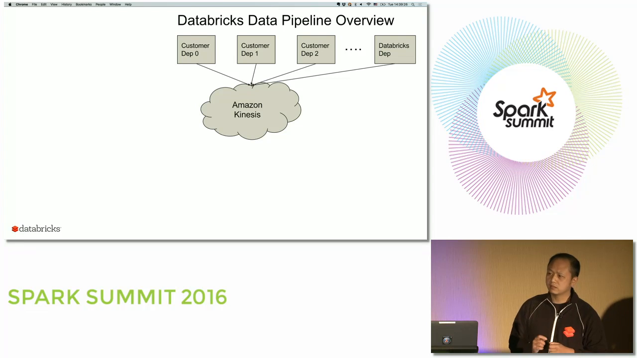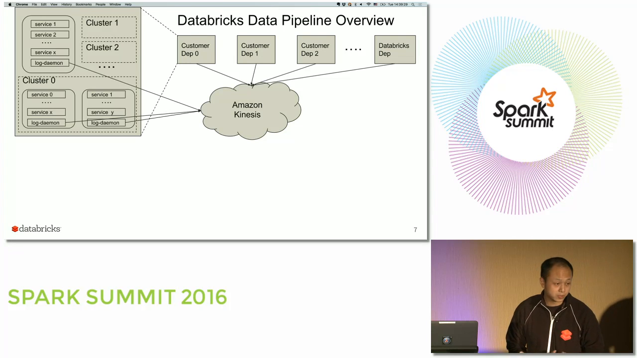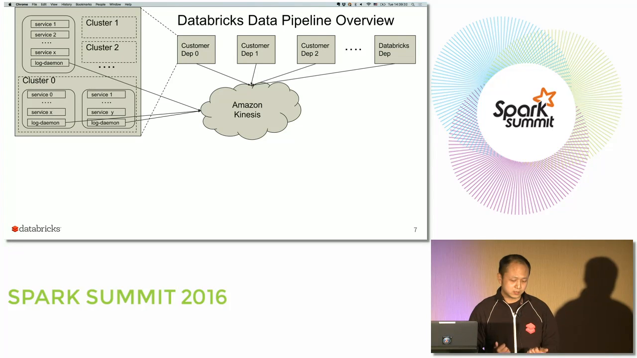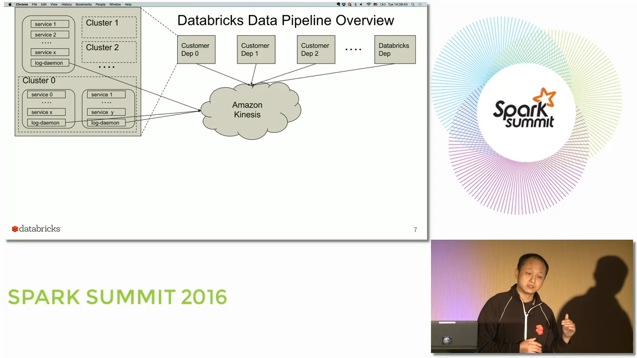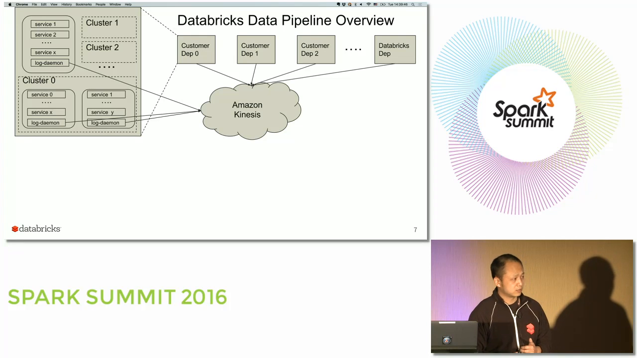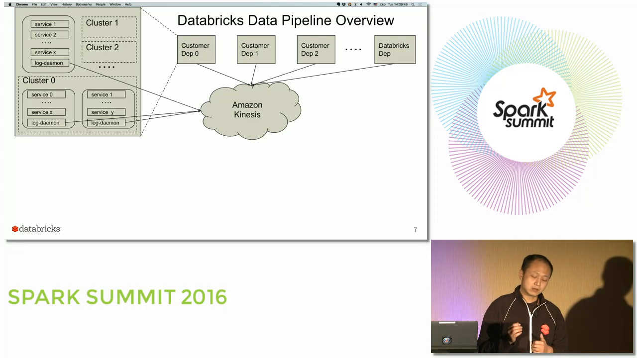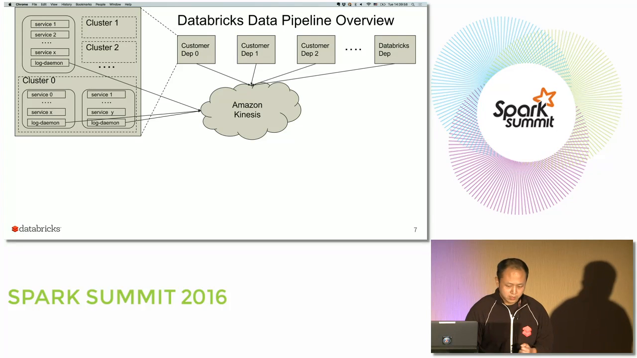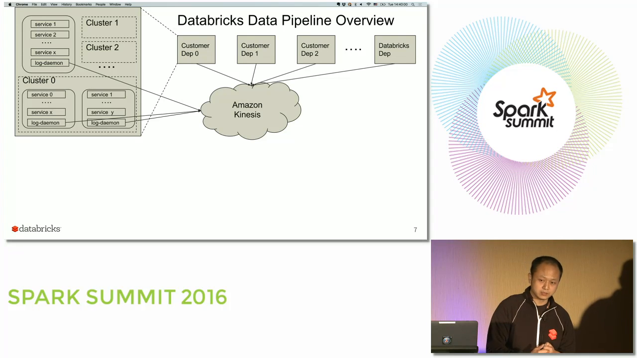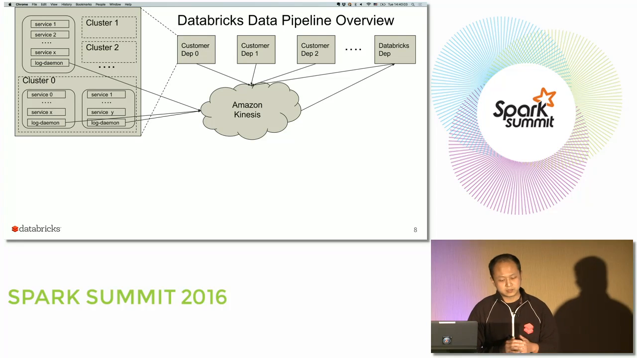Okay, so let's take a closer look at our customer deployment. Inside our customer deployment, we have many Databricks services, and we also maintain many customer clusters. Inside every cluster, we have some other services. All these services are generating logs. We have our log collector called Log-daemon that is running inside every EC2 instance we create from Amazon, and it sends the data to Kinesis. After we have all the data inside Kinesis, the next thing we do is send the data back to our Databricks deployment.